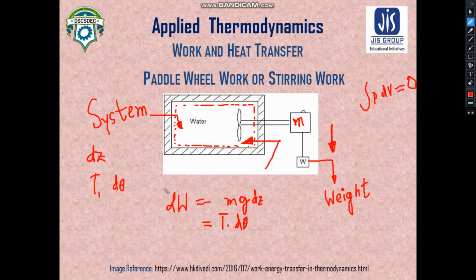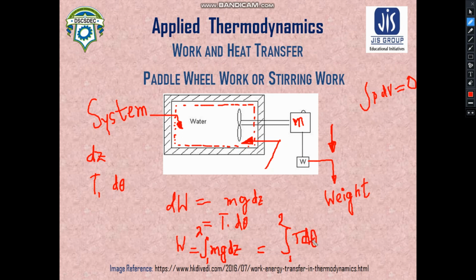Now if you wish to calculate the whole work done, then we have to integrate it over a certain interval. So we'll write W is equal to the integral with limits, so let us just write it much more clearly. Let us take the limits 1 to 2. So 1 refers to the initial condition of the variable considered here, and 2 refers to the final condition. So the integral of mg dz, or we can write this in the same format, the integral of T d theta.